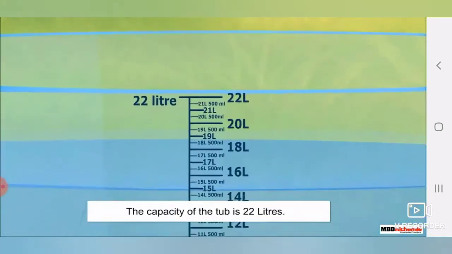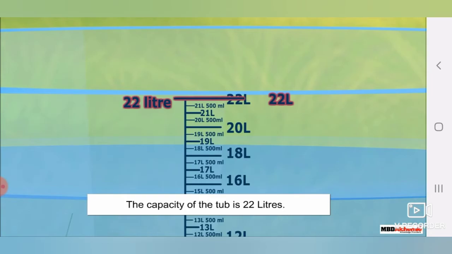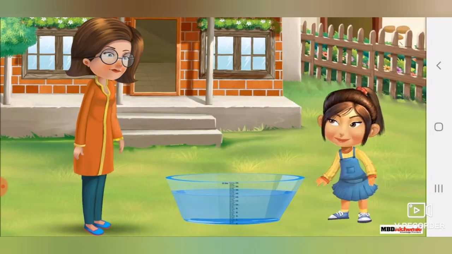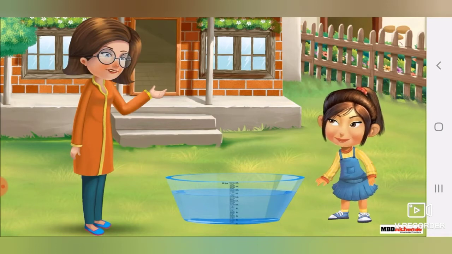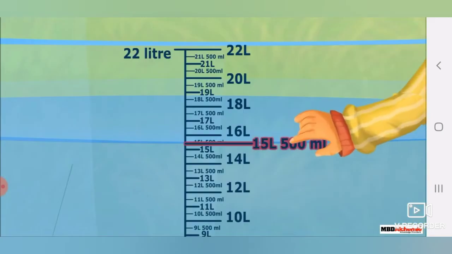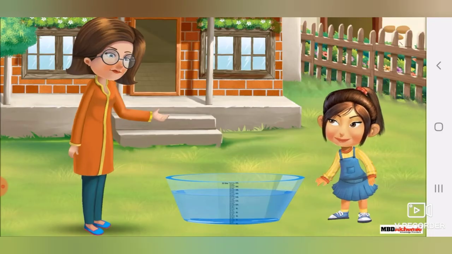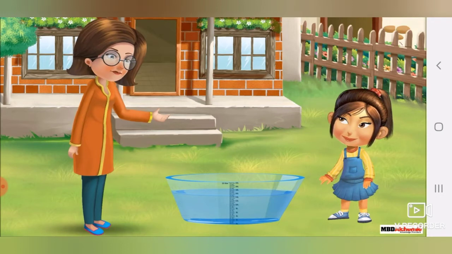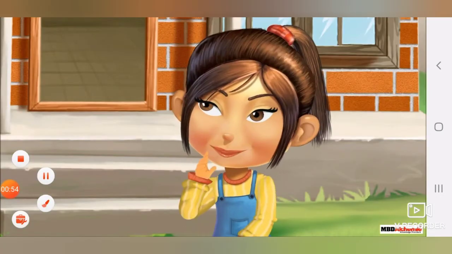Alicia replied, "The capacity of this tub is 22 liters." Alicia's mother asked her, "How many liters of water is filled?" Then she replied, "15 liters 500 milliliters." Now Alicia's mother asked her, "How much more water can be poured in to fill it completely?" Alicia thinks for a while.